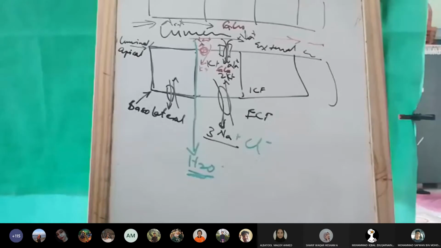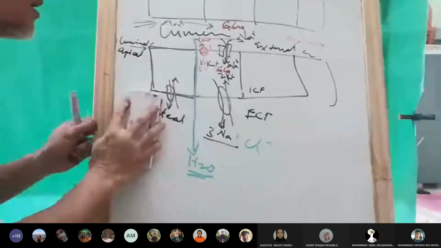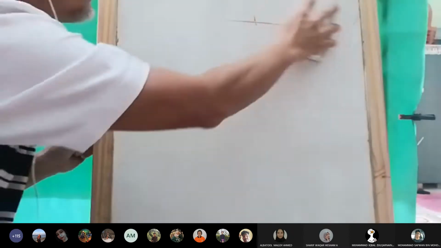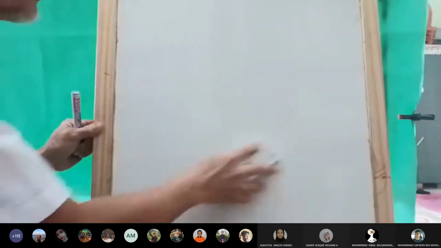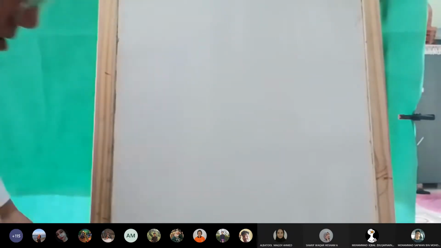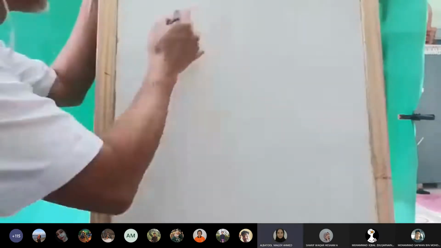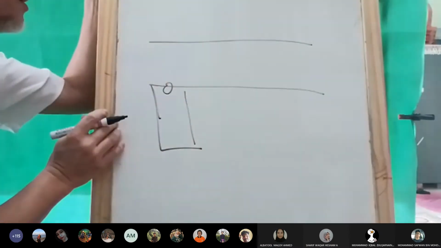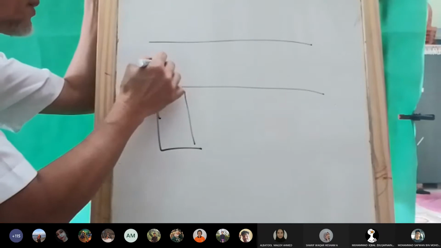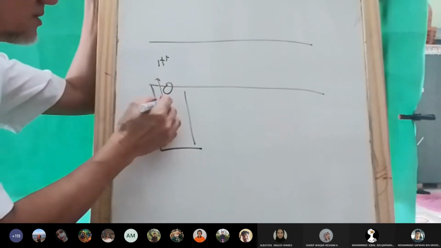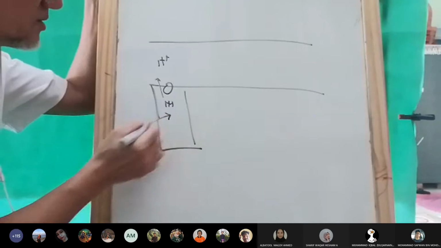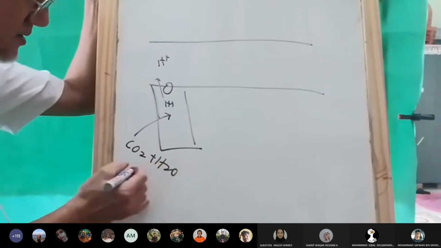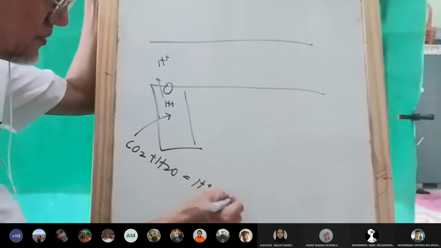Now, where are the hydrogen pumps located? Where can you find hydrogen pumps? Anyone? No? You can Google that later on. It's okay. In the stomach, they are on the luminal side, so that they can pump hydrogen ions out. How is the hydrogen in the cell generated? It is generated from carbon dioxide plus water, to become hydrogen plus bicarbonate.